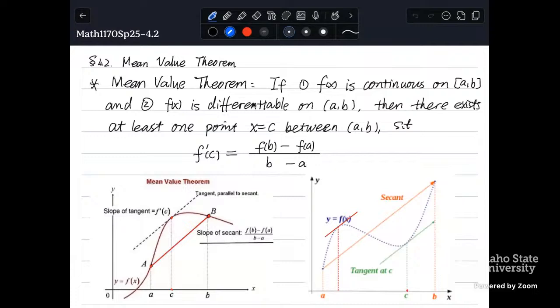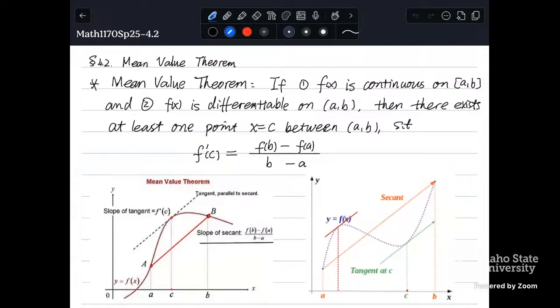If the slope of the tangent line and the slope of the secant line are the same, that means the tangent line and the secant line should be parallel to each other. That's the geometric meaning of this mean value theorem.